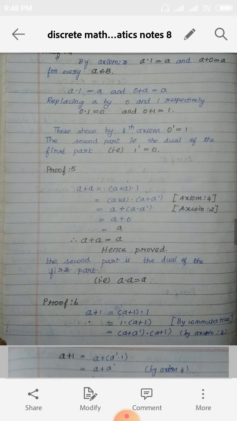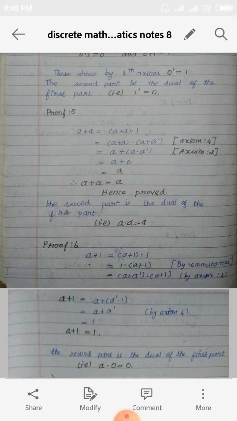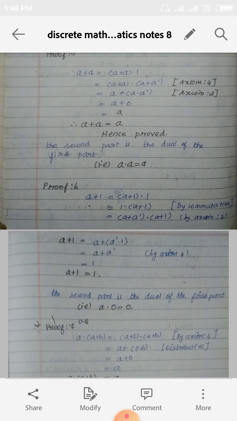See the fifth one, that is a plus a. So a plus a is nothing but a plus a into 1. So again a plus a into 1 can be written as a plus a dash. Therefore a plus of a dot a dash, that is a dot a dash, is nothing but 0. So we get a plus 0 is equal to a. Therefore a plus a is equal to a. Next we have to show that the dual of the second part is the first part, that is a plus a is equal to a means what is the dual? a dot a is equal to a.